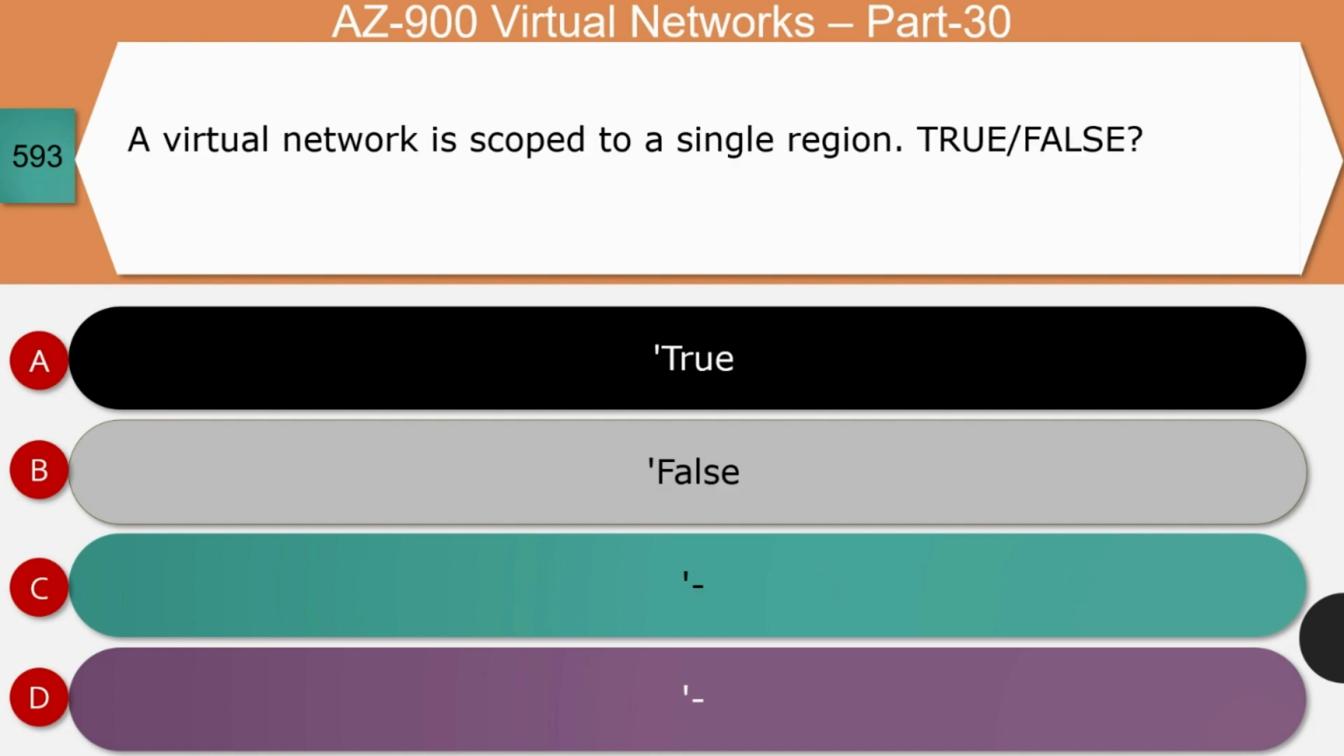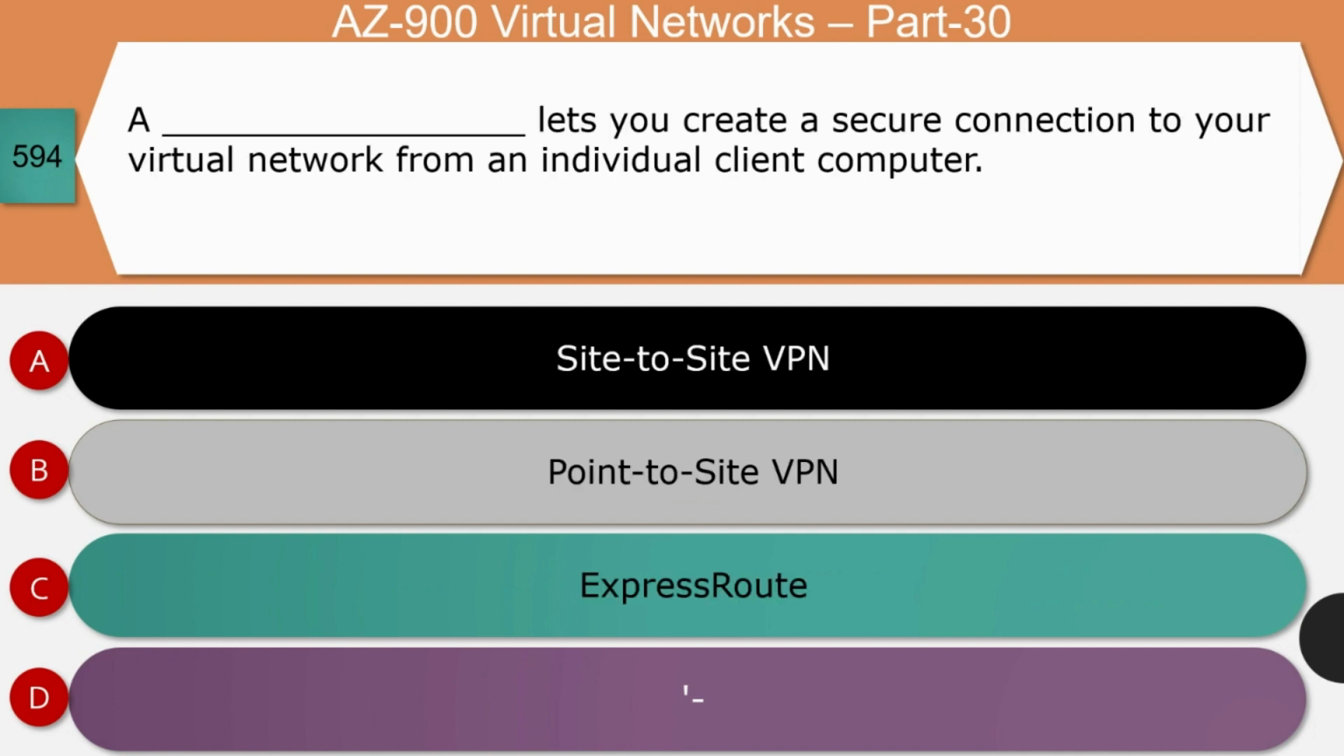Next question. A virtual network is scoped to a single region. Is it true or false? The right answer for this question is true. Let's see the reason. For better management and isolation, virtual networks are all scoped to a particular region. And so option A is the right answer.